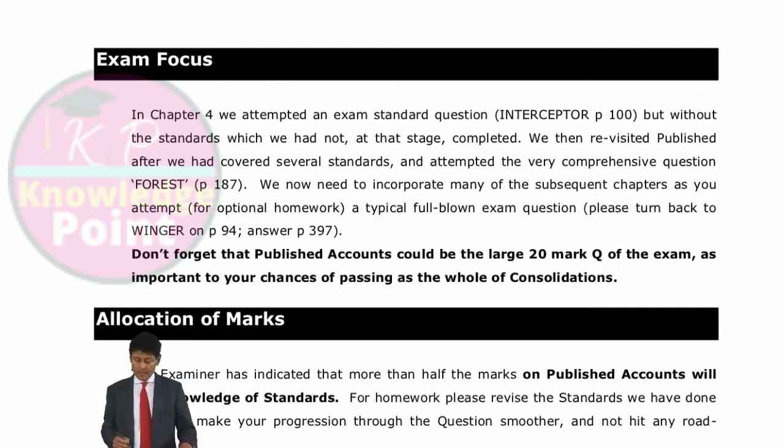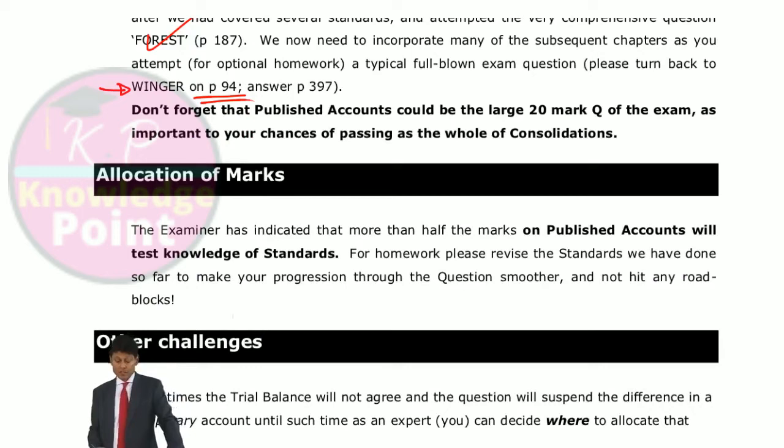A long time ago in chapter 4, we did the question called Intercept. I've referred to that a couple of times. Then I set you questions like Forrest and Winger for homework, or certainly I set you Forrest for homework. Some people have asked me about Forrest, so now I would ask you to do Winger for homework, page 94. Don't forget that published accounts could be the large 20 mark question in the exam.